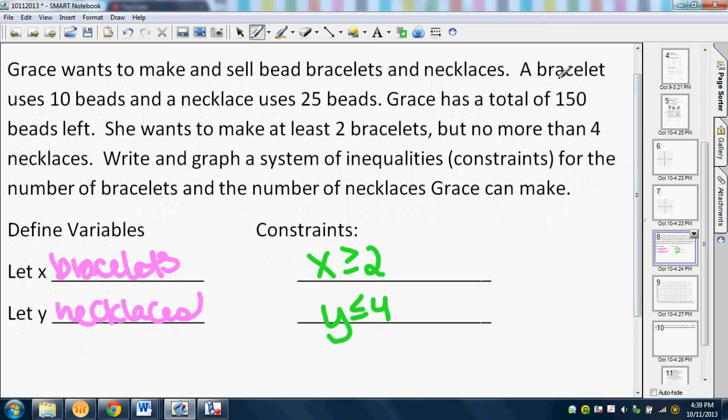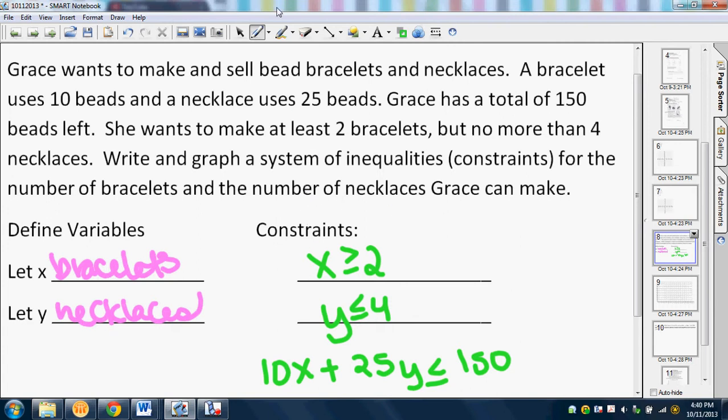The next one is based on the number of beads. A bracelet uses 10 beads and a necklace uses 25 beads. So 10 beads per bracelet, which is X, plus 25 beads per necklace, which is Y, but she only has 150 beads left. So the number of beads that she uses on these necklaces and bracelets has to be less than or equal to 150. All right, so we're going to use all 3 of these constraints together to help us determine what kind of combinations of bracelets and necklaces she can make with the criteria.